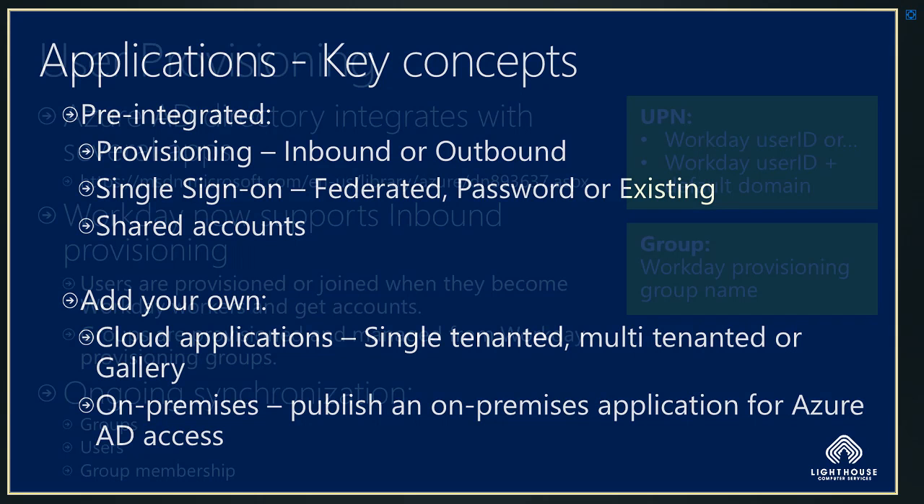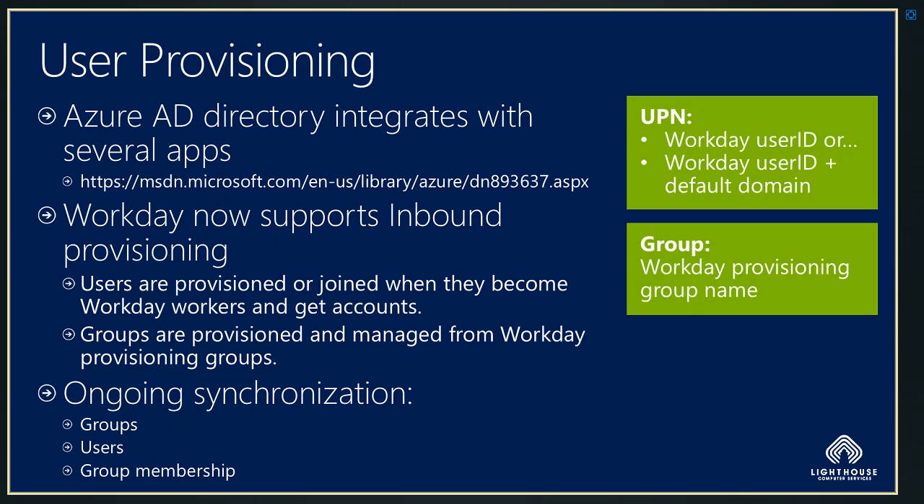So I talked about user provisioning here. So Azure AD Directory integrates. I have a link here. And if you think about the right side, I have the UPN and the group. The UPN is how they map the Workday user ID to your Azure user ID. Workday now supports inbound provisioning, as I talked about, so you can map them over. And the groups are also provisioned and managed from Workday now. What it allows you to do is ongoing synchronization.